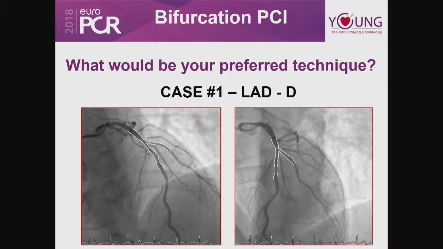Side branch diameter. Who says it's smaller than 3? Smaller than 3, everyone. Smaller than 2.75? Fewer? It's a 6 French diagnostic catheter. You mean in diameter? The 6 French is 2 millimeters. So the lumen is 2 millimeters? No, the catheter is 2 millimeters.